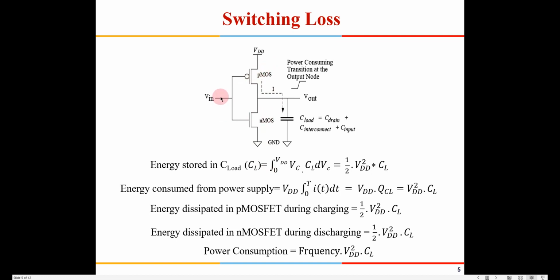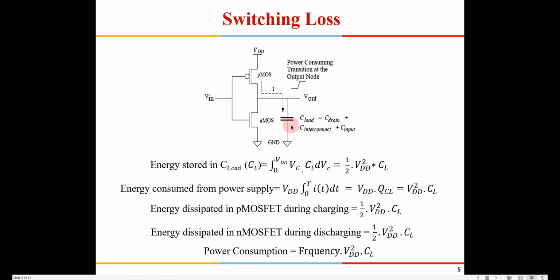Similarly, when the input is going from low to high, this NMOS will be switched on. In that case, whatever energy is stored in the capacitor, half VDD square CL, will get dissipated as heat in the NMOS. Always remember, a capacitor or inductor never dissipates heat. They are only energy storing devices. They store the energy and give it back to the circuit whenever required.